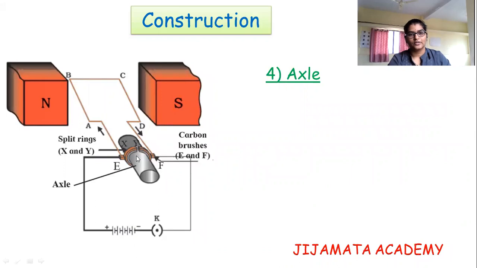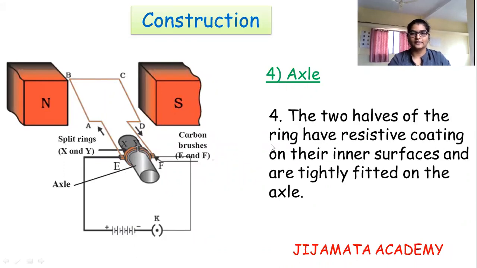Next, axle. This rod is called the axle. The two halves of the ring have resistive coating on their inner surfaces and are tightly fitted on the axle. The two halves of the split ring have a resistive coating on their inner surface, and are tightly fitted on the axle. So why do these have resistive coating on inner surfaces? This resistive coating prevents flow of current from outside.